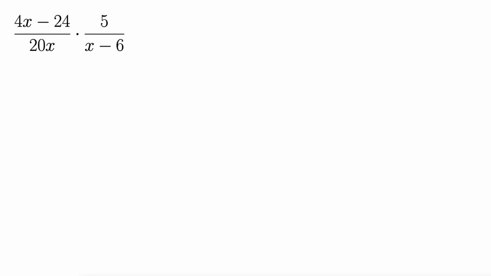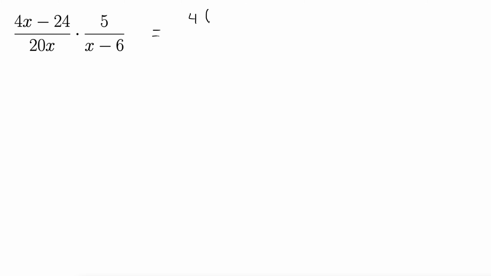Okay, for this example, we have 4x minus 24 divided by 20x, all of that times 5 over x minus 6. Okay, well, again, we push the tops together, push the bottoms together. It's really nice how this works. So we have 4x. Actually, I'm going to factor that. So we're going to want to factor some things here. So I'm going to factor this 4x minus 24.